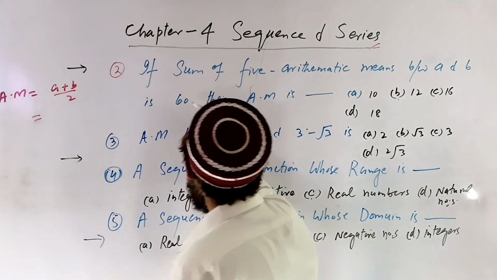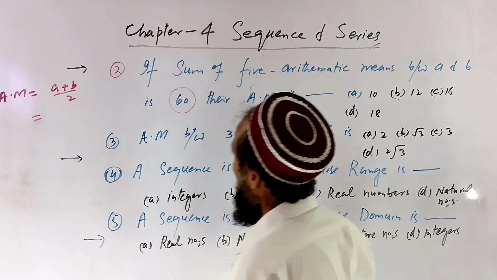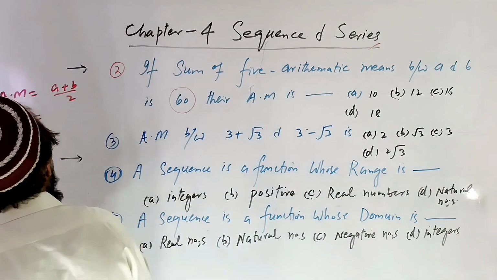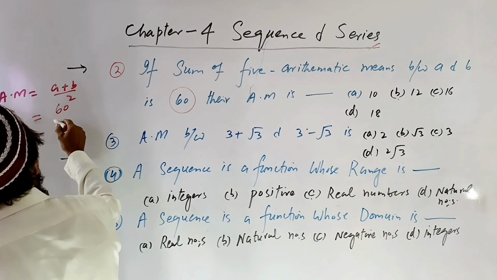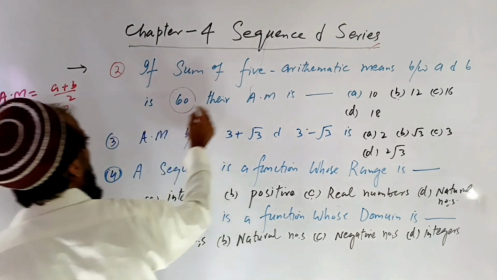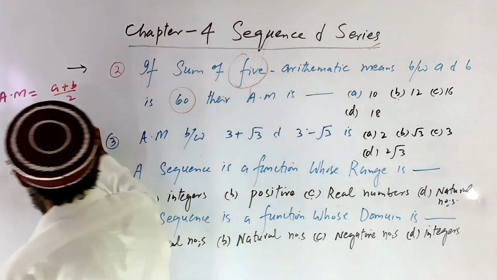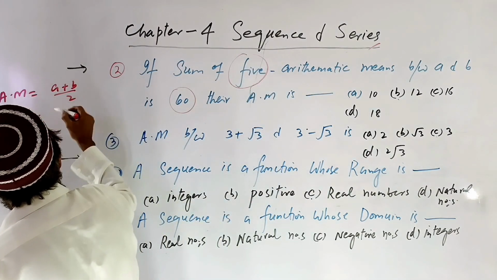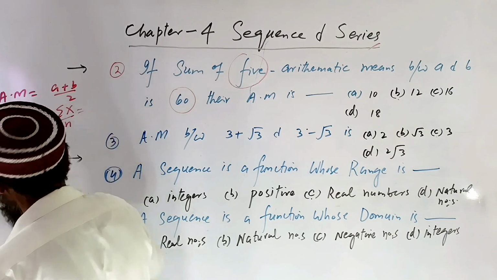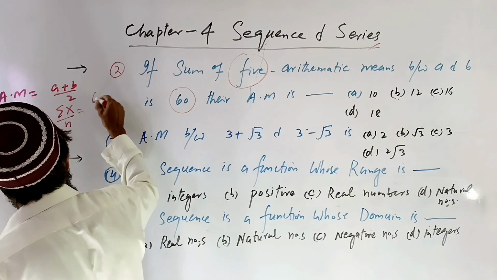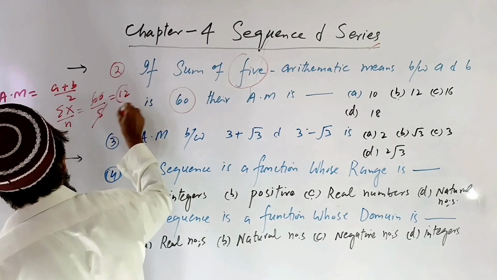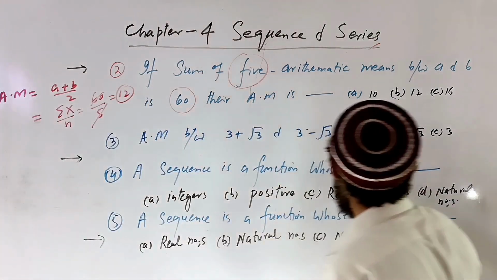The two numbers are given, that is 60 is given. It means that the sum of the two numbers is given. So if the numbers are given and the number of terms, we use this formula also: summation x divided by n, the sum of the numbers divided by the number of terms. So we will get here 12. 12 is the correct answer here.